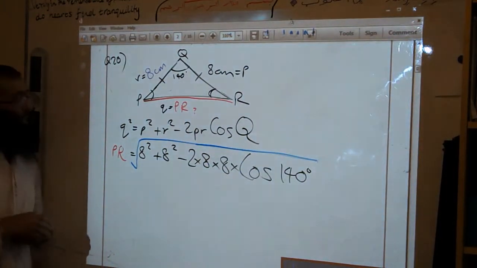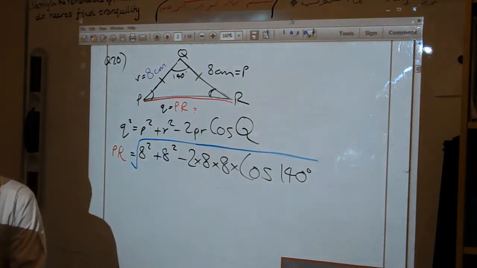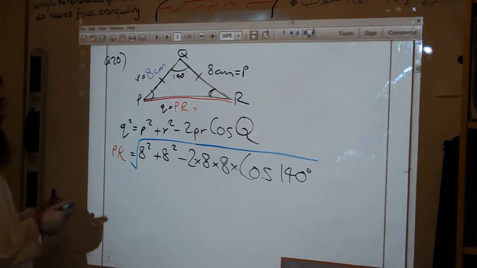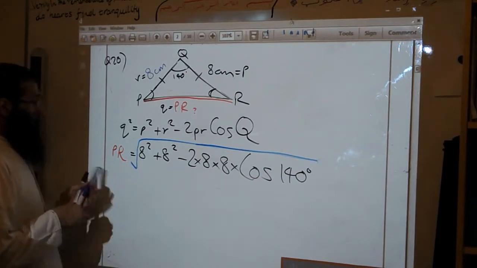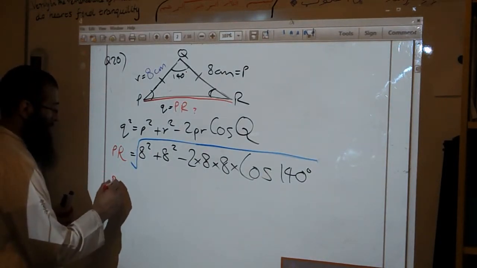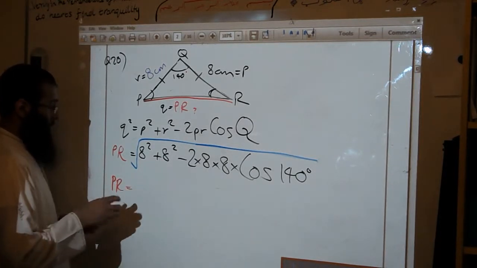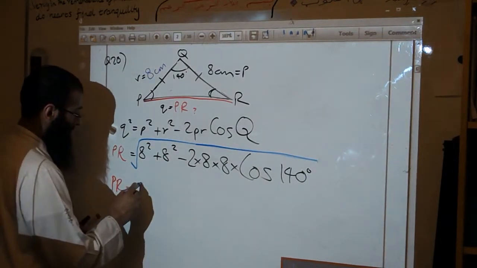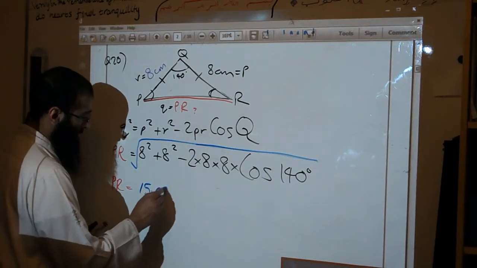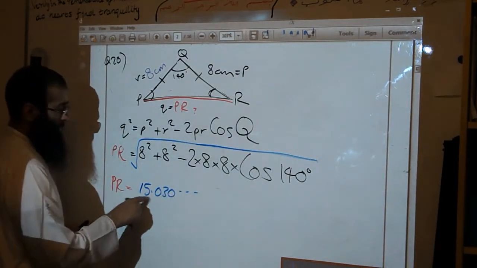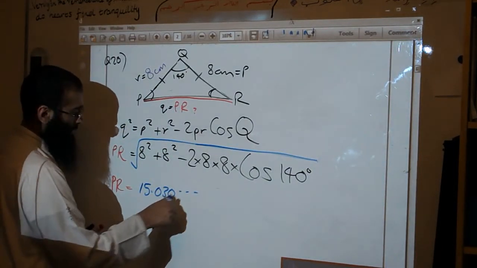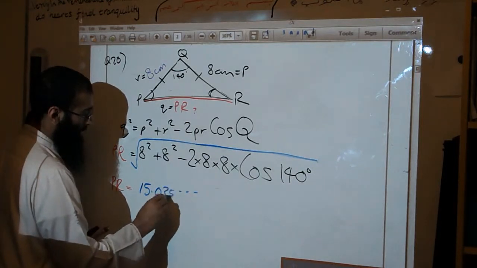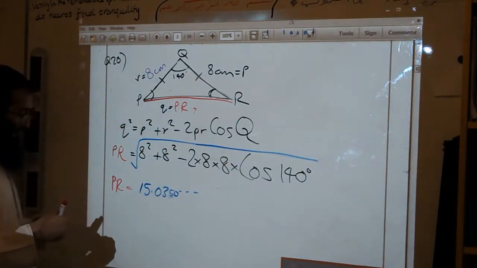So in your calculator, let's try that calculation. So we can say now the PR is equal to 15.03508193. Okay, now we need to round this.